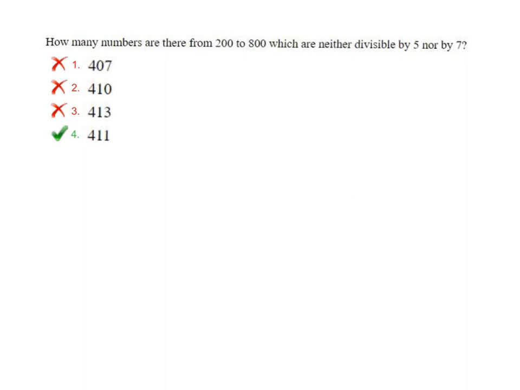How many numbers are there from 200 to 800 which are neither divisible by 5 nor by 7? Anyway 200 is divisible by 5, so whether you take 200 or not, it doesn't matter. So first we calculate the numbers from 1 to 800. Then after that, 1 to 200.